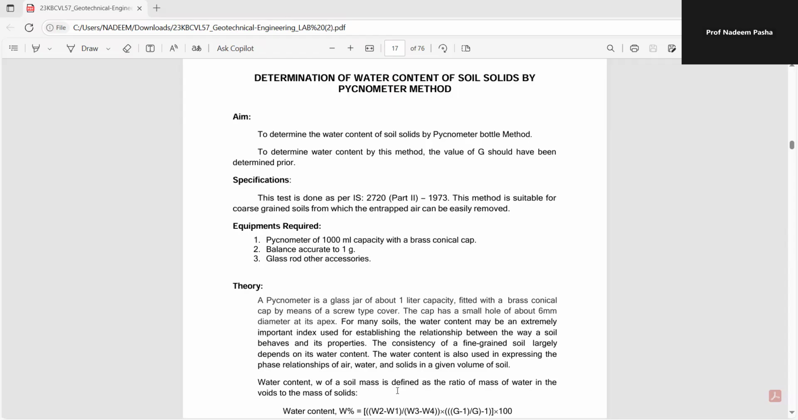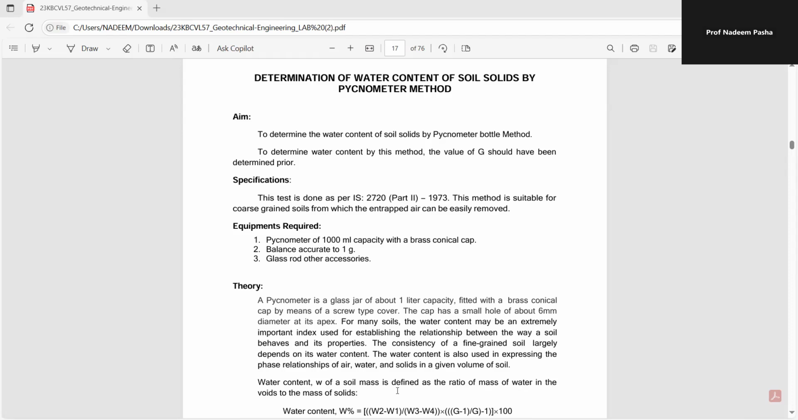Theory. A pycnometer is a glass jar of about 1 liter capacity fitted with a brass conical cap by means of a screw-type cover. The cap has a small hole of about 6 mm diameter at its apex. For many soils, the water content is an extremely important index used for establishing the relationship between how the soil behaves and its properties. The consistency of a fine-grained soil largely depends on its water content. The water content is also used in expressing the phase relationship of air, water, and solids in a given volume of soil.